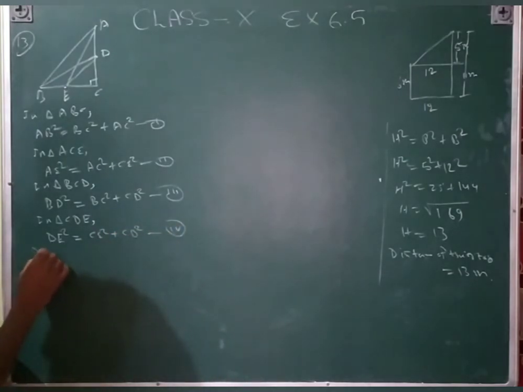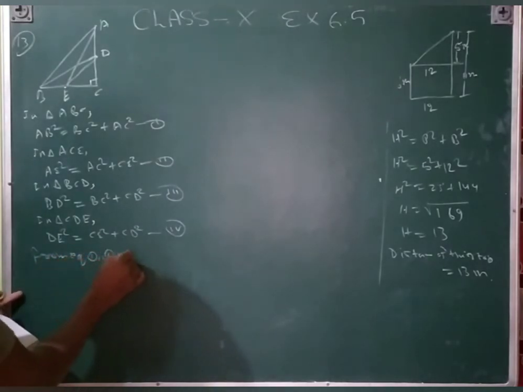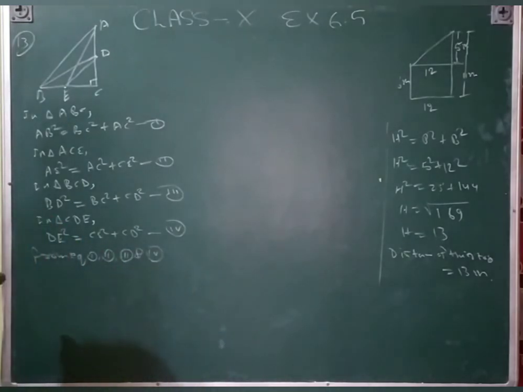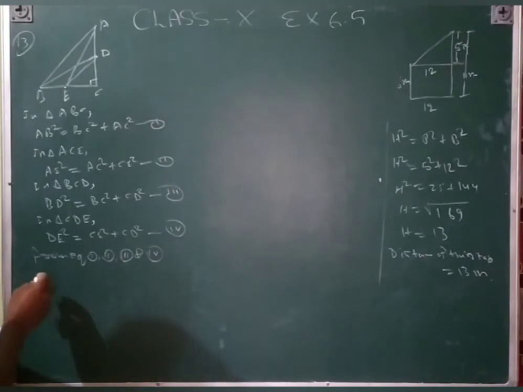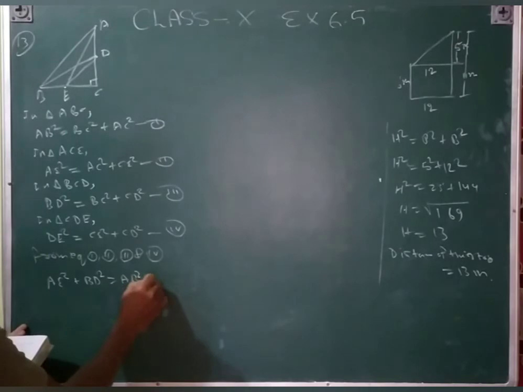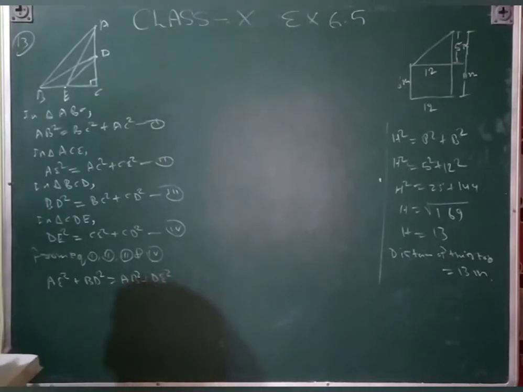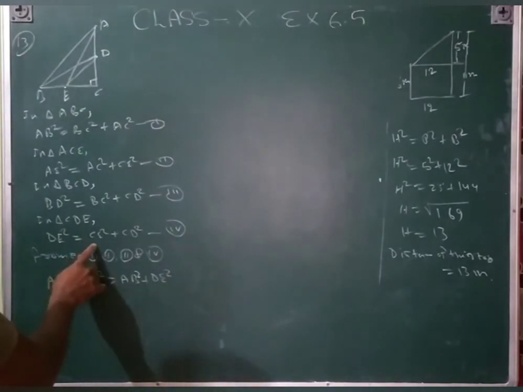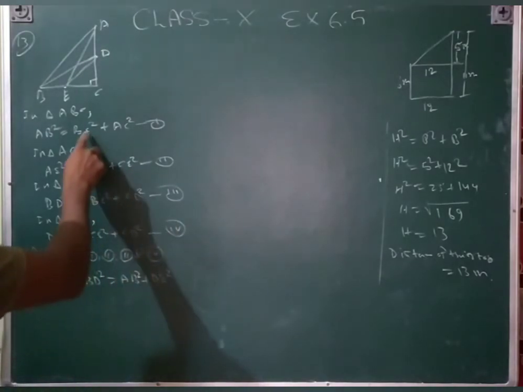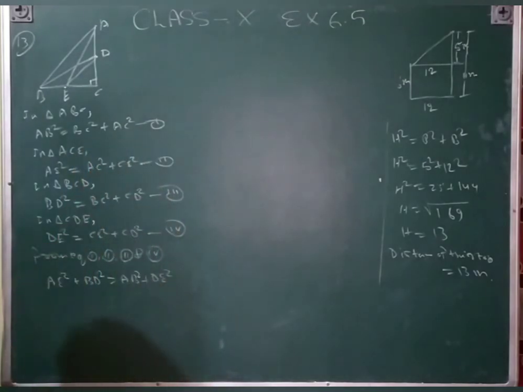From equations first, second, third and fourth, that will be AE square plus BD square is equal to AB square plus DE square, and the other parts will be cancelled. CE cancels by CE, CD by CD, BC by BC, and AC by AC.